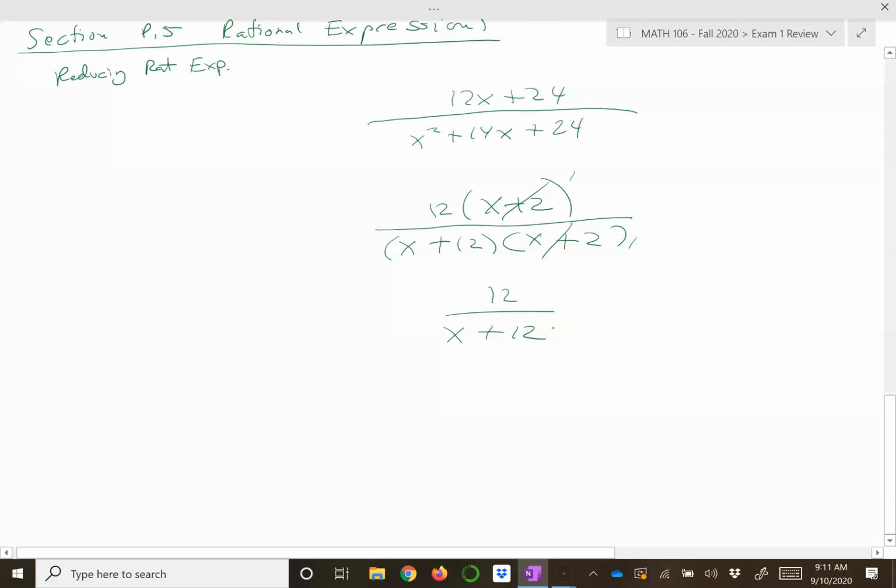Here's a good question. I have 12 over x plus 2. Am I allowed to cancel those 12s? Kaylee, why? Yeah, the x plus 12 is its own thing, right? So unless you see an x plus 12, you can't touch it. So just because there's a 12 up there doesn't mean you can cancel out that 12. Great.